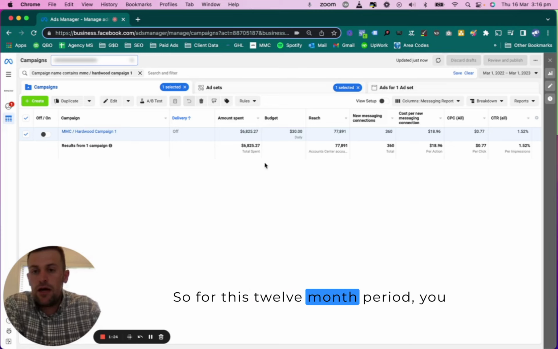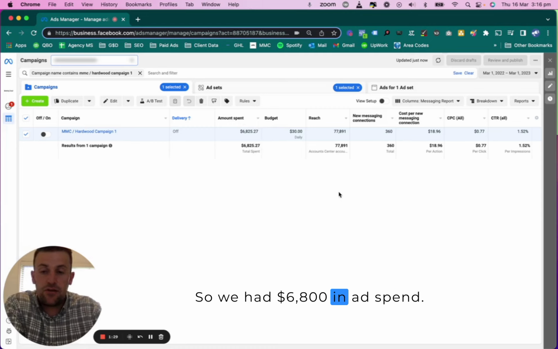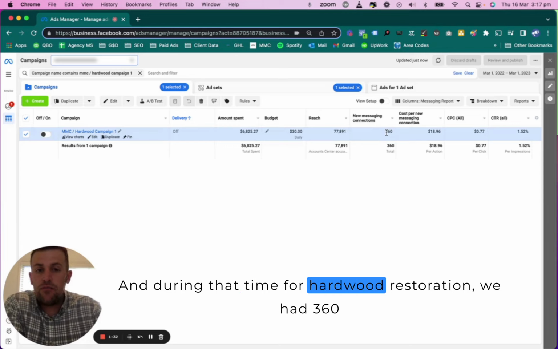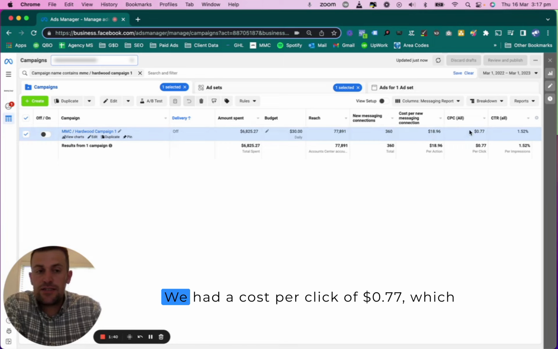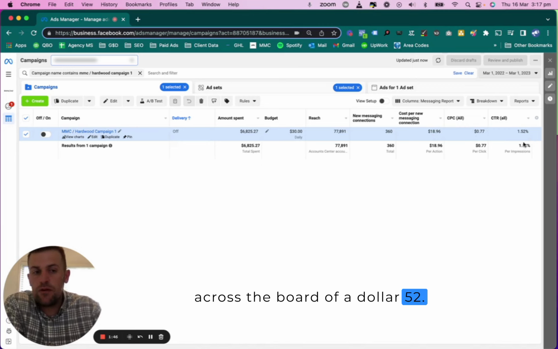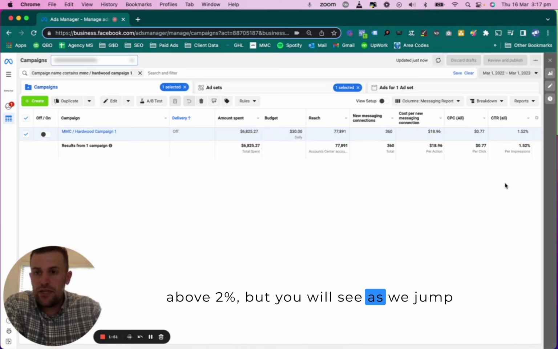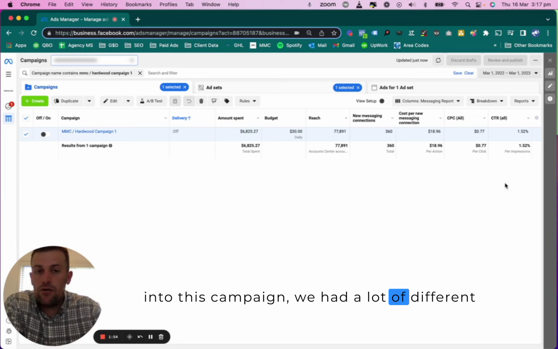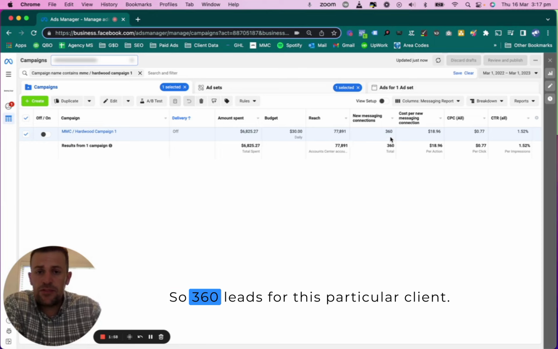So for this 12-month period, you can see that we spent almost $7,000. So we had $6,800 in ad spend. And during that time for hardwood restoration, we had 360 new leads come through at an average cost of $18.96. We had a cost per click of 77 cents, which is really good. And then a click-through rate across the board of 1.52%. I generally like to keep click-through rates somewhere above 2%. But you'll see as we jump into this campaign, we had a lot of different ad creative testing for this particular campaign. So 360 leads for this particular client.